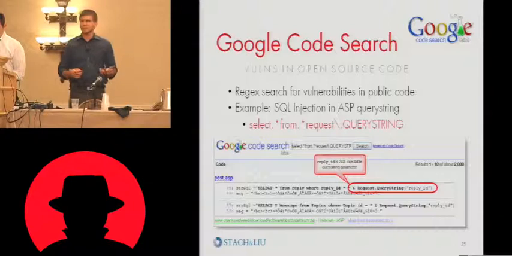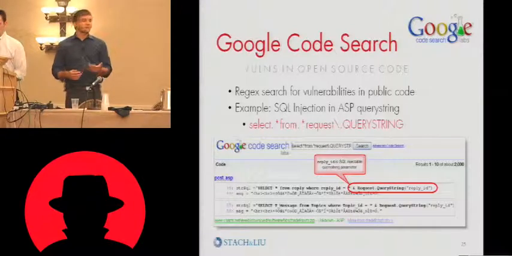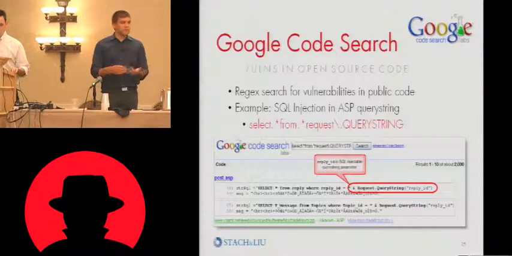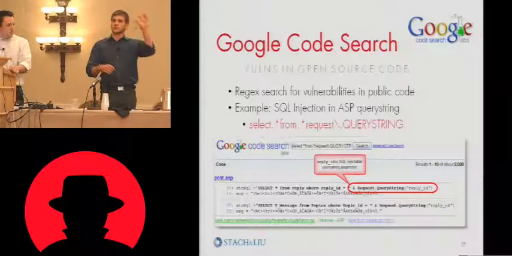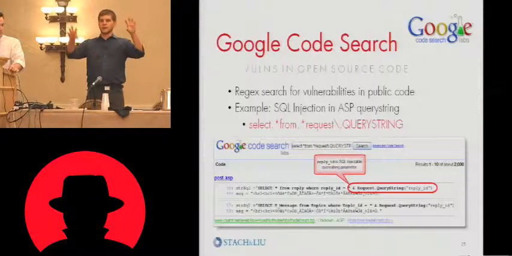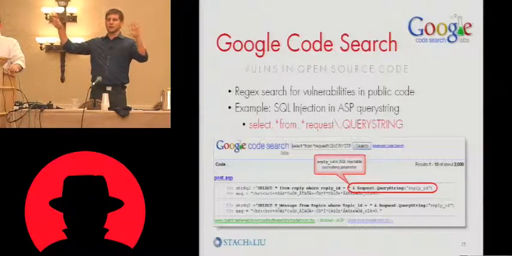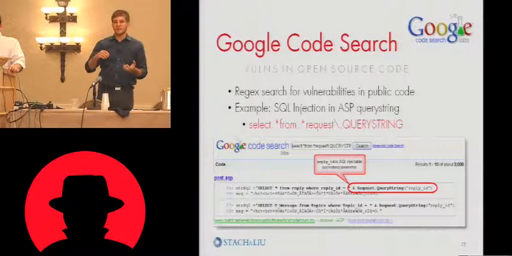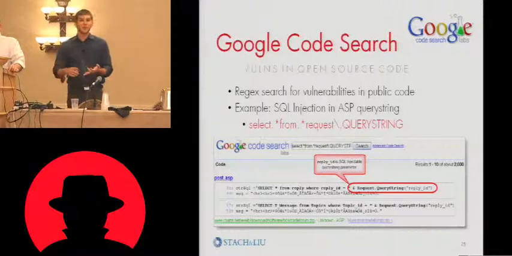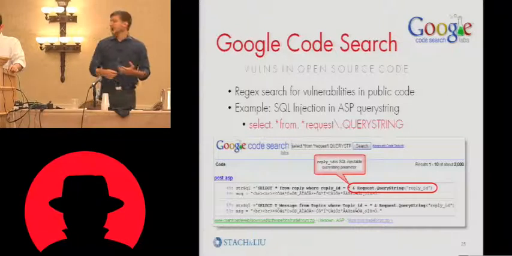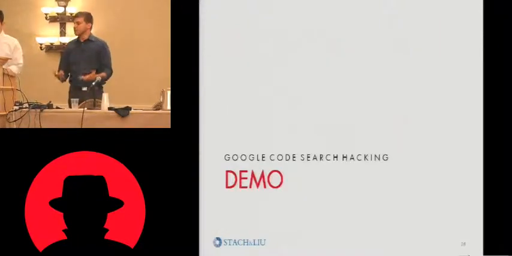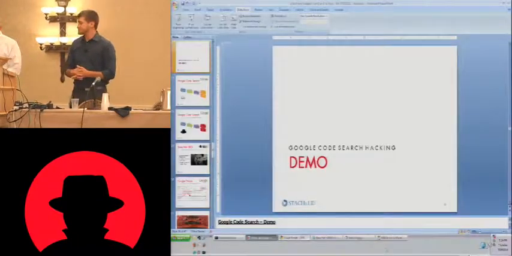And so you can actually search this interface with regular expressions. I don't know, how many people knew that? A few of you? Okay. You can develop regular expressions to search for things like a select statement and then request.query string in the same line to identify SQL injection. Or you can identify things like remote file includes or cross-site scripting. And so let's take a look at some of the things we found with that.